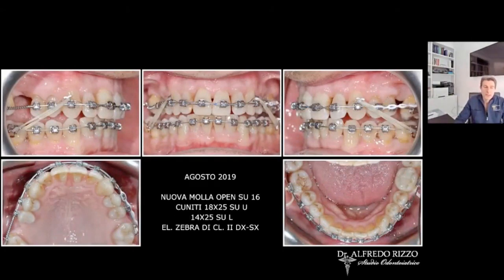Here I have also added an open coil spring on 1/6, class 1 elastics. Upper arch wire is now copper nitinol 18/25, whereas in the lower it's copper nitinol 14/25. We have almost a complete alignment of both arches. We have zebra elastics on both sides because the system is aligning everything nicely, correcting the bite. I am correcting the class.